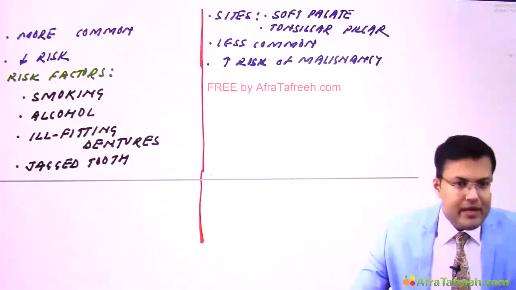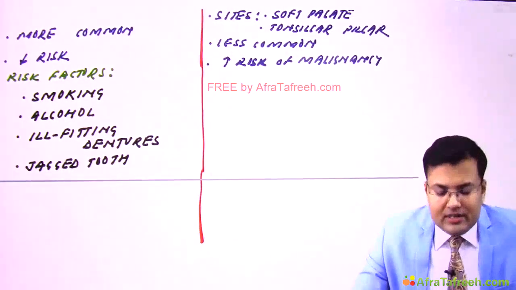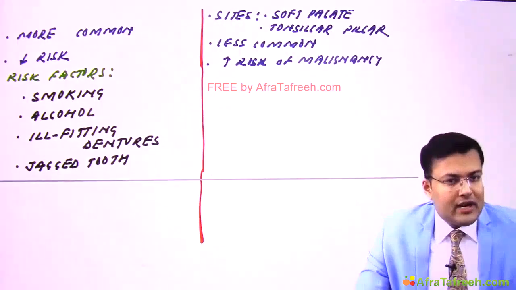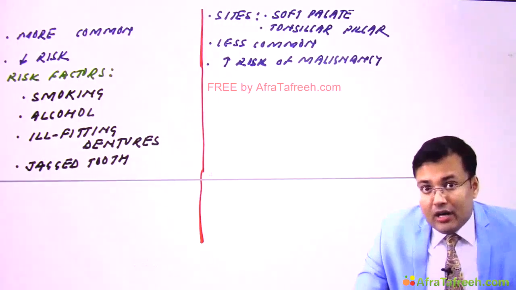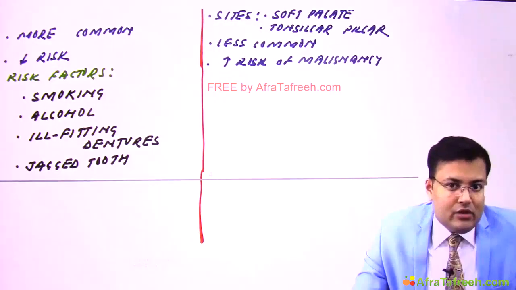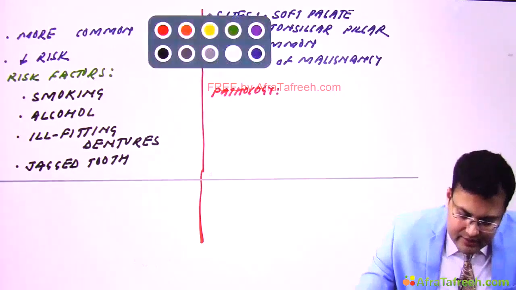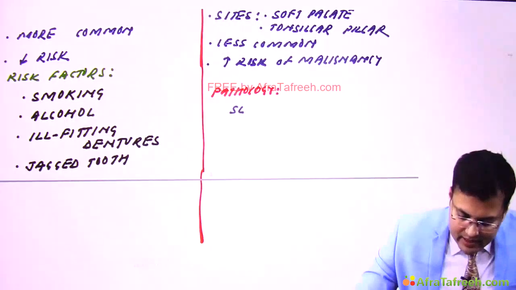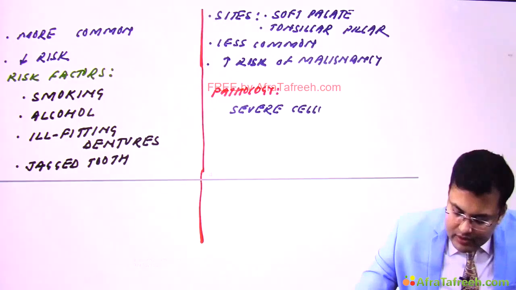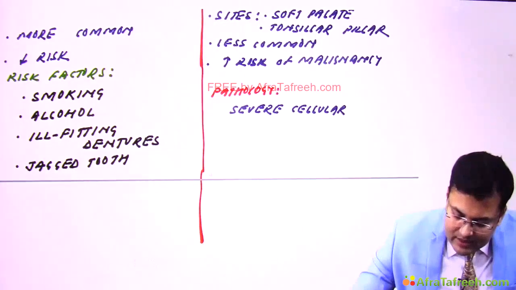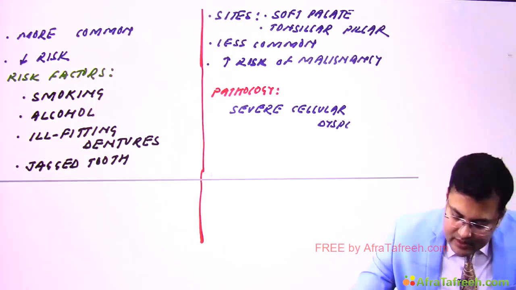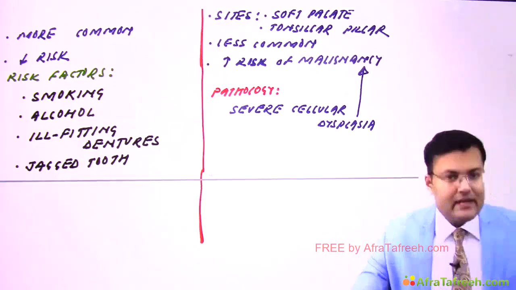Okay. Very important finding on pathology. Generally, the patients who are having erythroplakia, on biopsy there is severe cellular dysplasia. So what is the important pathological feature? There is severe cellular dysplasia, and because of this severe cellular dysplasia, there is increased risk of malignancy.